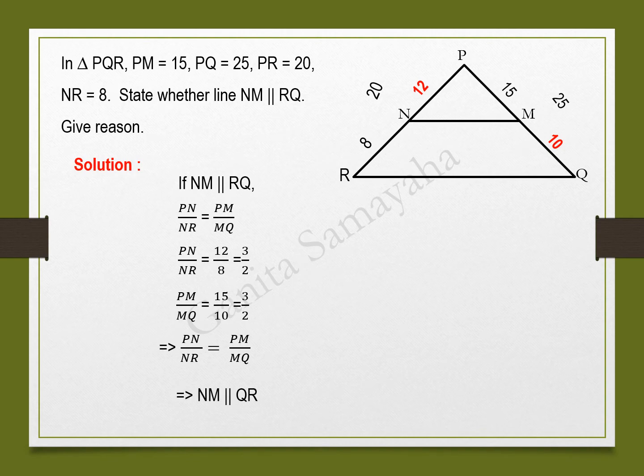Is it clear, children? Such problems just apply BPT but don't apply it together. Take only the left hand side first, find out its value. Take only the right hand side, find its value. If the two are equal, then say that they are equal and then conclude that they are parallel. In case the two ratios are not equal, we will say that this ratio is not equal, hence they are not parallel. Is it clear, children? Let us work out one more problem now.